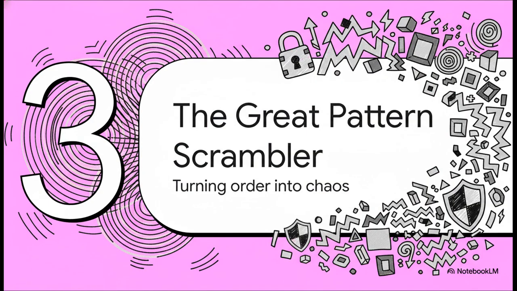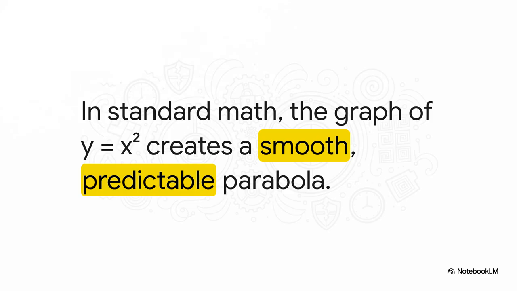Okay, now this is where modular arithmetic reveals its true superpower. It is the ultimate pattern scrambler. It takes beautiful, predictable order and completely transforms it into what looks like pure, absolute chaos. Think about it like this. If you graph a simple equation like y equals x squared in regular algebra, you get this beautiful, elegant, symmetrical curve. A parabola. It's clean, it's totally predictable. You know one point, you can pretty much guess where the next point is going to be.